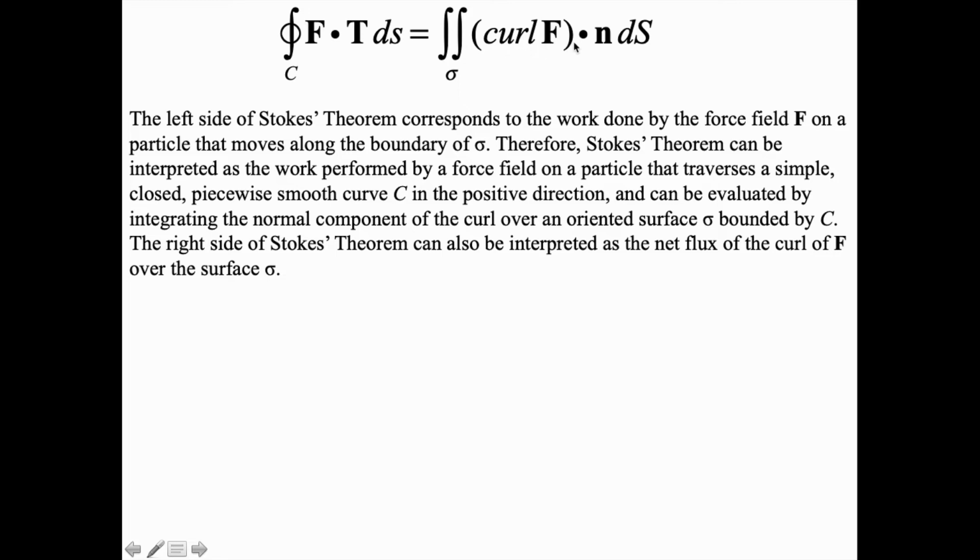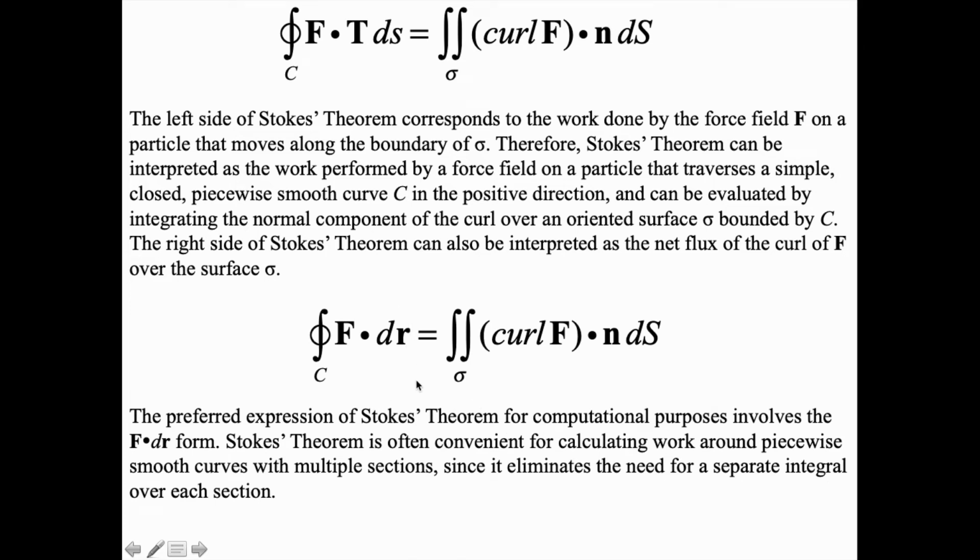Remember, curl F dot n represents the component of curl F in the direction of the normal vector. So we're talking about a surface integral. We're talking about flux: how much of the curl vector is going outward from that surface. So when we talk about net flux of the curl, if you were talking about fluid going through a certain surface, we're talking about how much net fluid is flowing in the direction of the normal vector, flux across that surface. Net flux of the curl is a nice physical way to get your mind around what Stokes theorem is really talking about.